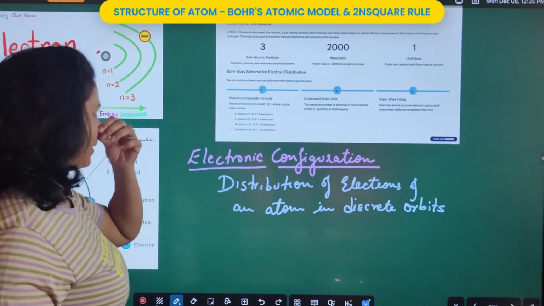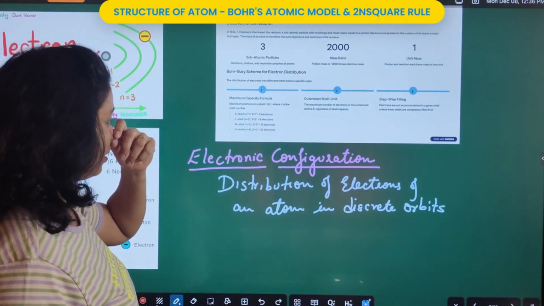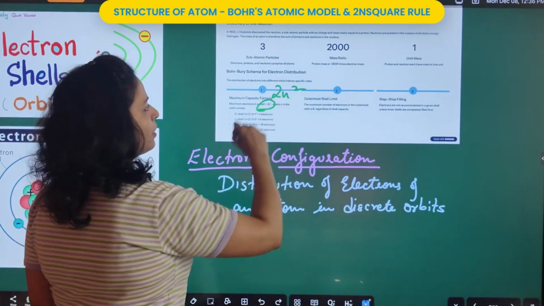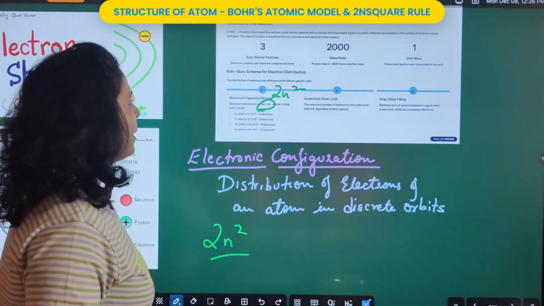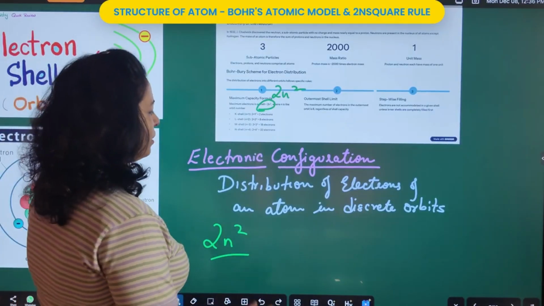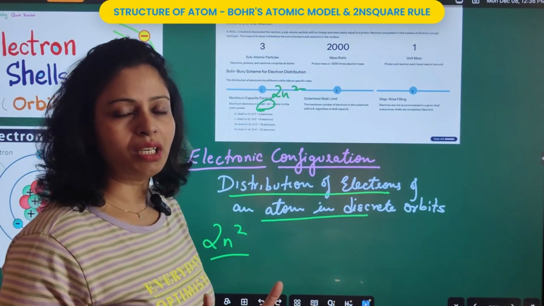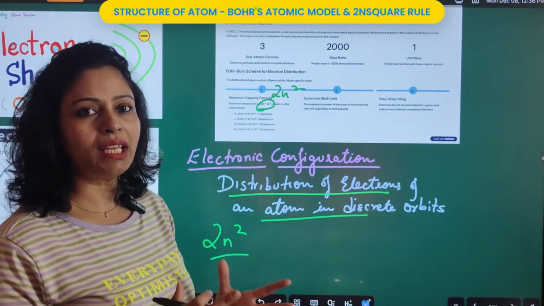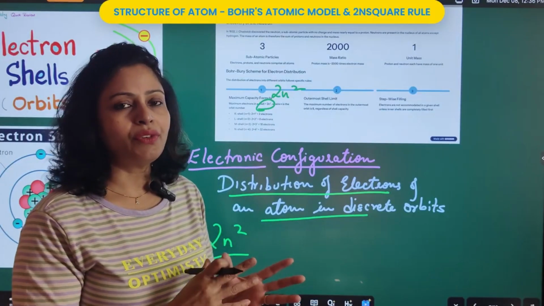So, electronic configuration. Bohr gave a rule, called the 2n square rule, which shows the electronic configuration. That is a rule to show how the electrons are distributed, the distribution of electrons in discrete orbits. We follow the rule which Bohr gave to write the electronic configuration, how the electrons are present in the different energy levels.